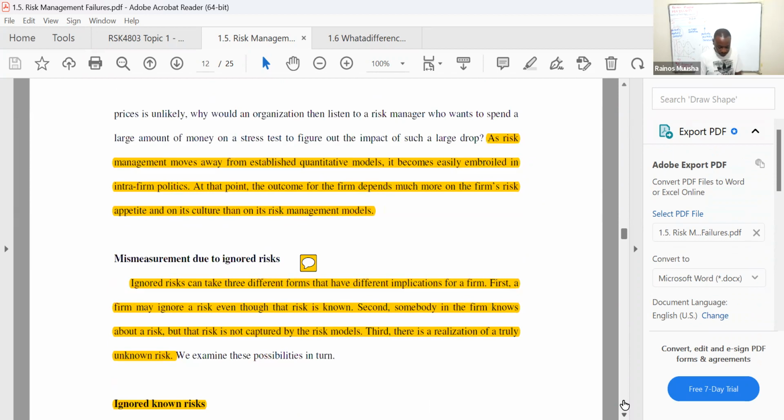So here they say, as risk management moves away from established quantitative models, it becomes easily embroiled in intra-firm politics. And so at that point, the outcome for the firm depends much more on the firm's risk appetite and on its culture than on its risk management model. Which means that the outcome of what they decide to do in the organization is going to end up being a subjective decision instead of an objective decision.